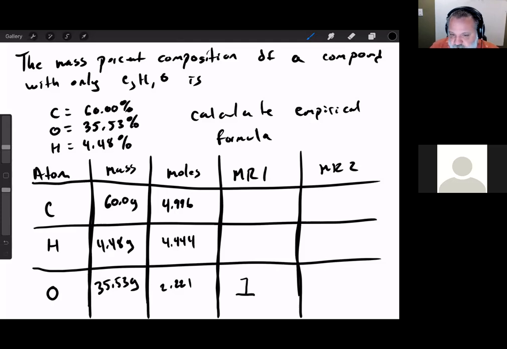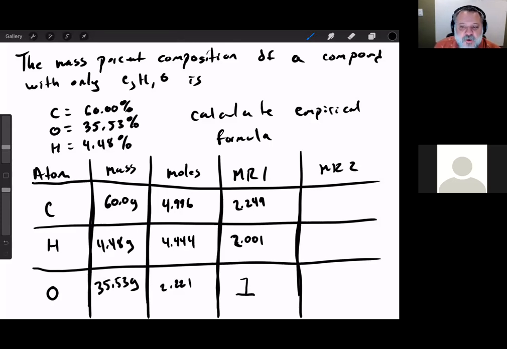But then 4.996 divided by 2.221, I get 2.249. And 4.444 divided by 2.221, I get 2.001. Right. What am I left with here? What do I do with this set of values?